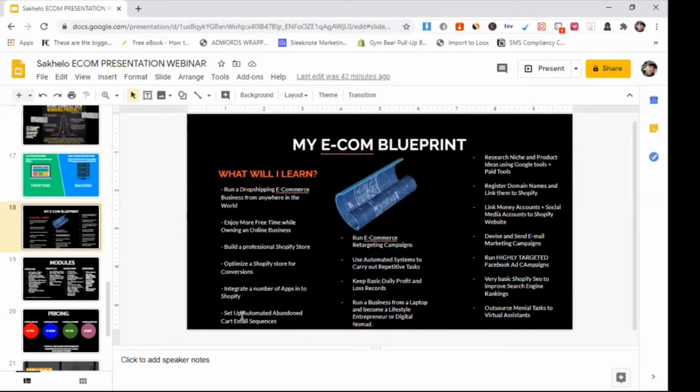Also teach you how to set up automated abandoned carts. Abandoned carts, it's people that added to carts and then they left your website. So you can target them and actually make them bounce back to where they left and make them purchase with the emails and also with retargeting on Facebook.